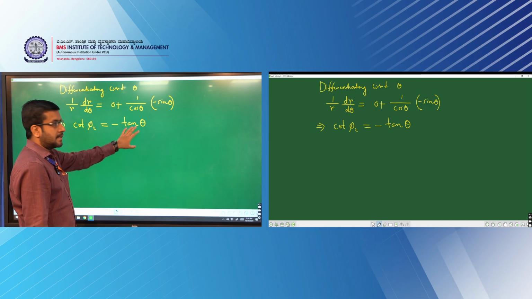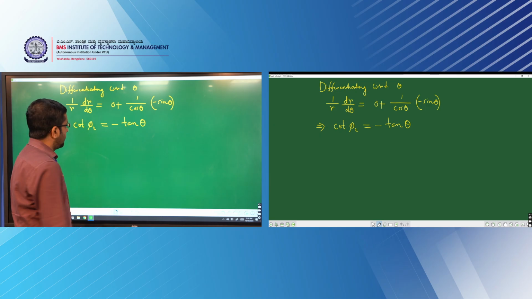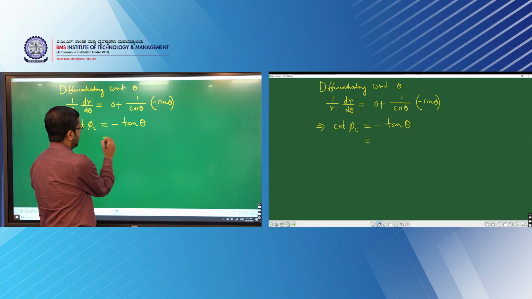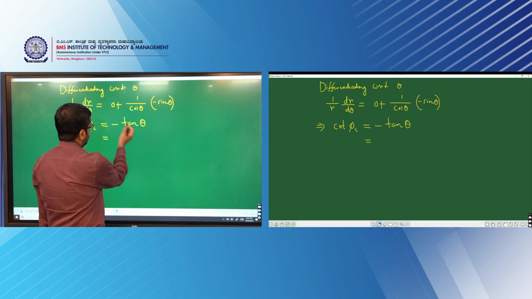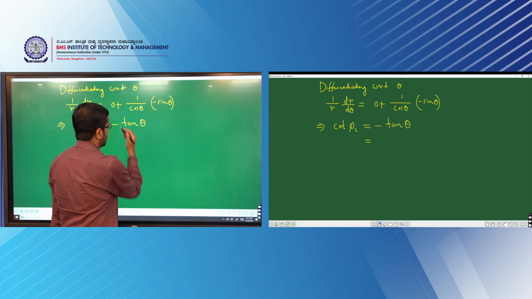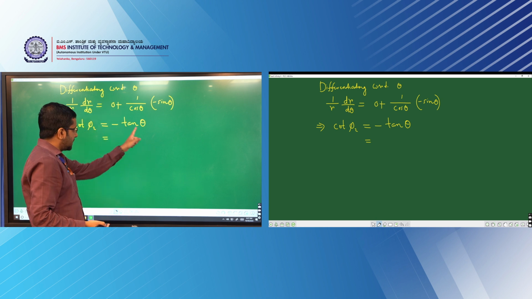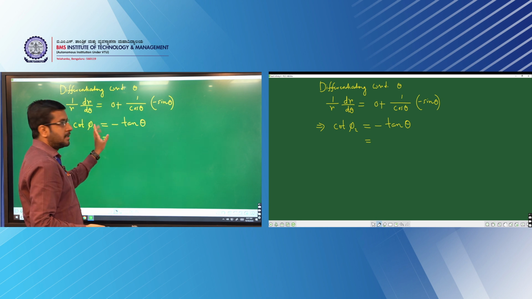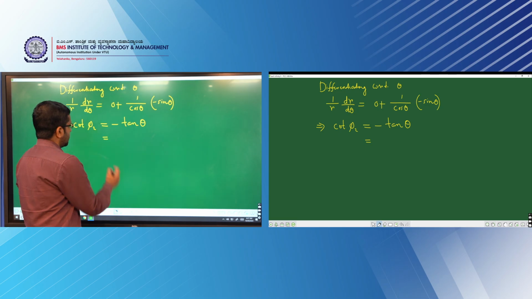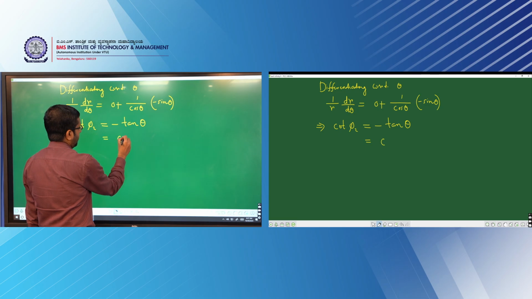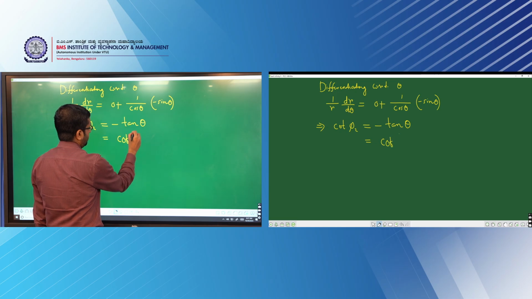So, if anything other than cot is coming, we will first try to represent it in terms of cot. Now, you see here minus tan is present, minus tan theta. From this minus tan theta, we have to bring positive cot of something, then only we can compare. So, what is the technique here? From here, we have to write cot of something.